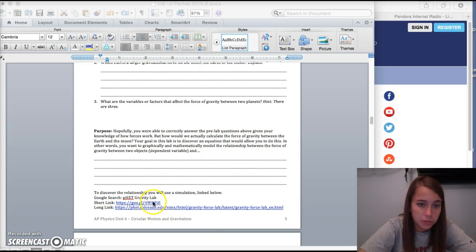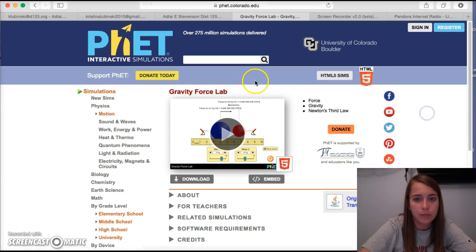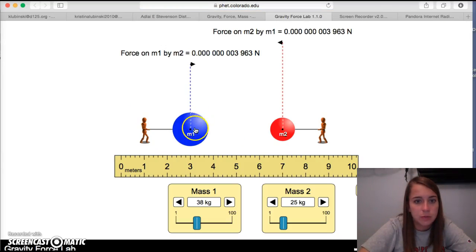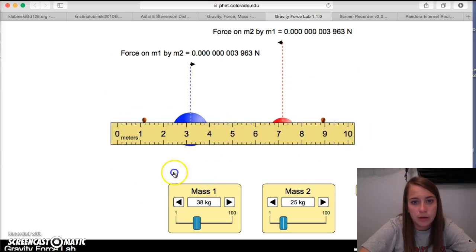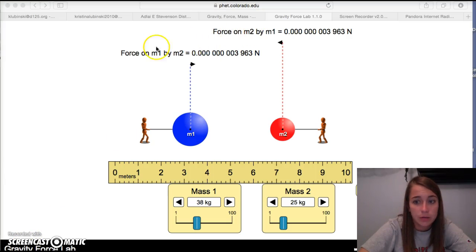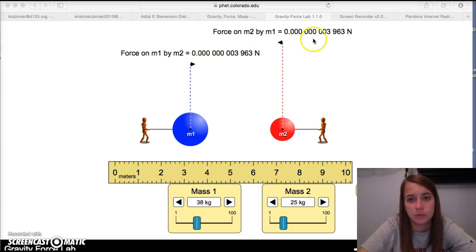What we're going to do is use this simulation down here. You can either Google search PhET Gravity Lab, or you can just open one of these links. When you open it or Google it, it'll look like this. You can do this on your iPads. You click play on the activity, and here's what you have: two masses, M1 and M2, a ruler that you can move around, and the force on M1 by M2 and the force on M2 by M1. These masses are very small. However, the forces are equal, which they should be because of Newton's third law.